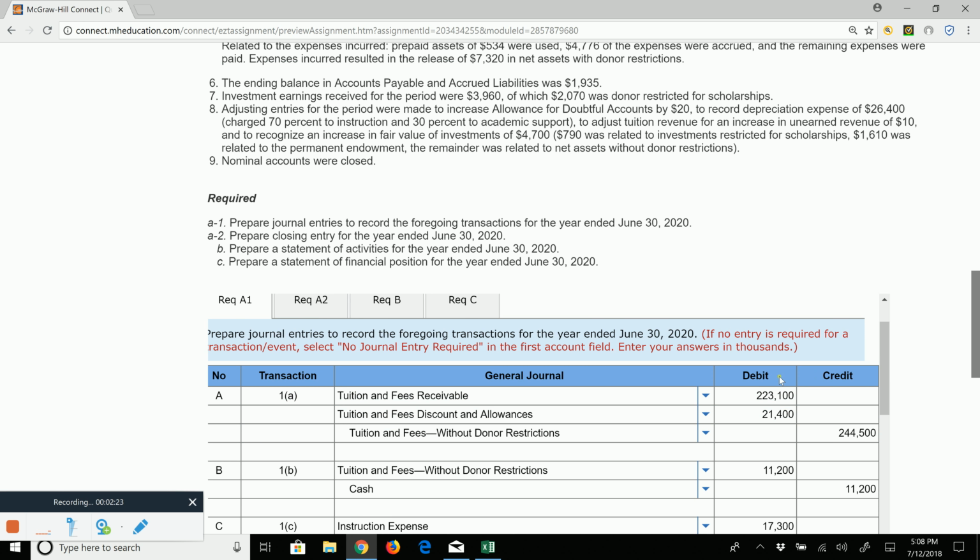Now, we have only $223,100 is collectible, right? So we're going to debit the receivable only for the net amount we're going to collect, and the additional amounts are going to be recorded in a contra revenue account, a contra tuition and fees account, and that'll be called tuition and fees discount. Do you see it comes to $21,400?